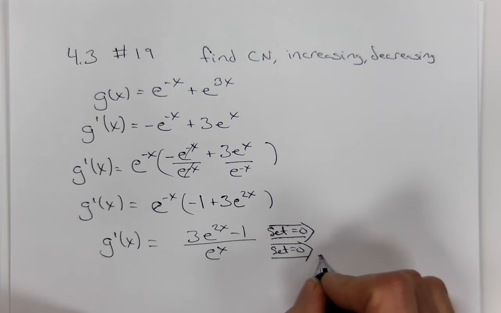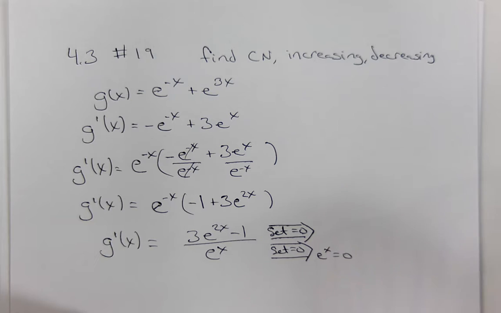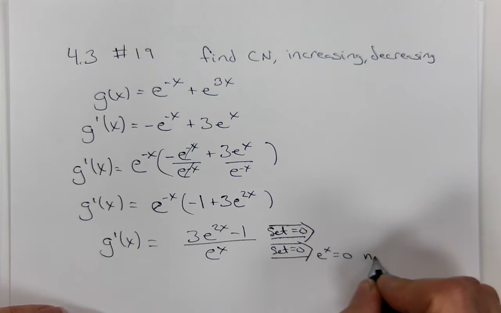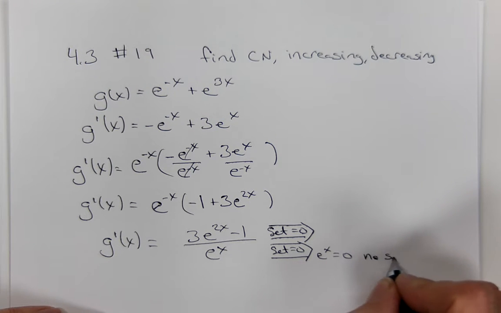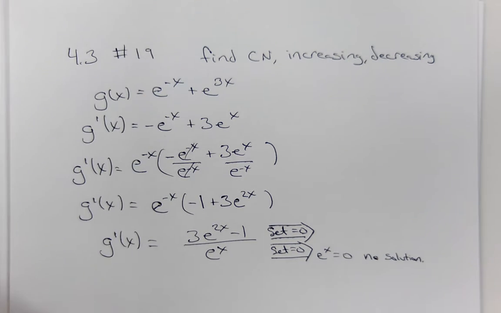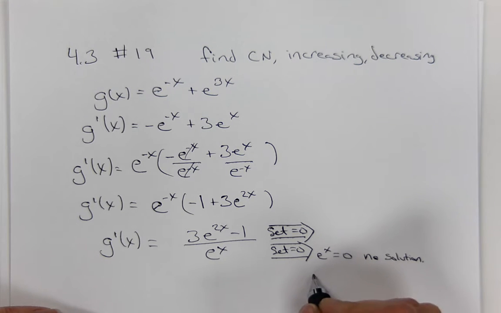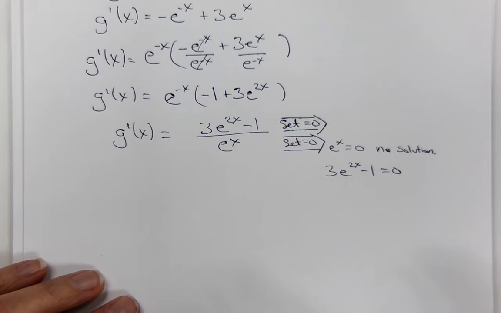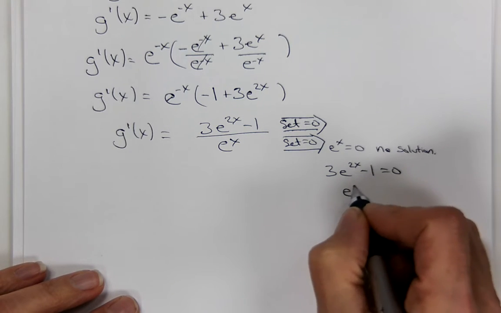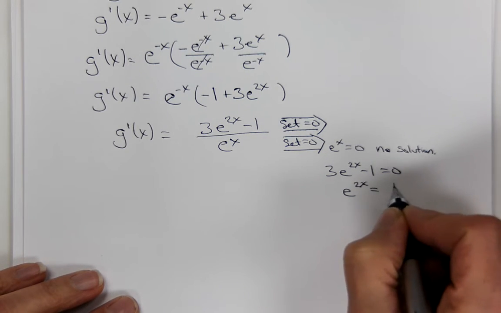So for e to the x equals 0, there's no solution. E to the x is never 0. Even when you put 0 where x is, e to the 0 is 1. So there's no solution, meaning we're not going to get a critical number from that. Let's do the other one below. We have 3e to the 2x minus 1 equals 0. I'll move the 1 over and divide by 3. E to the 2x equals 1/3.